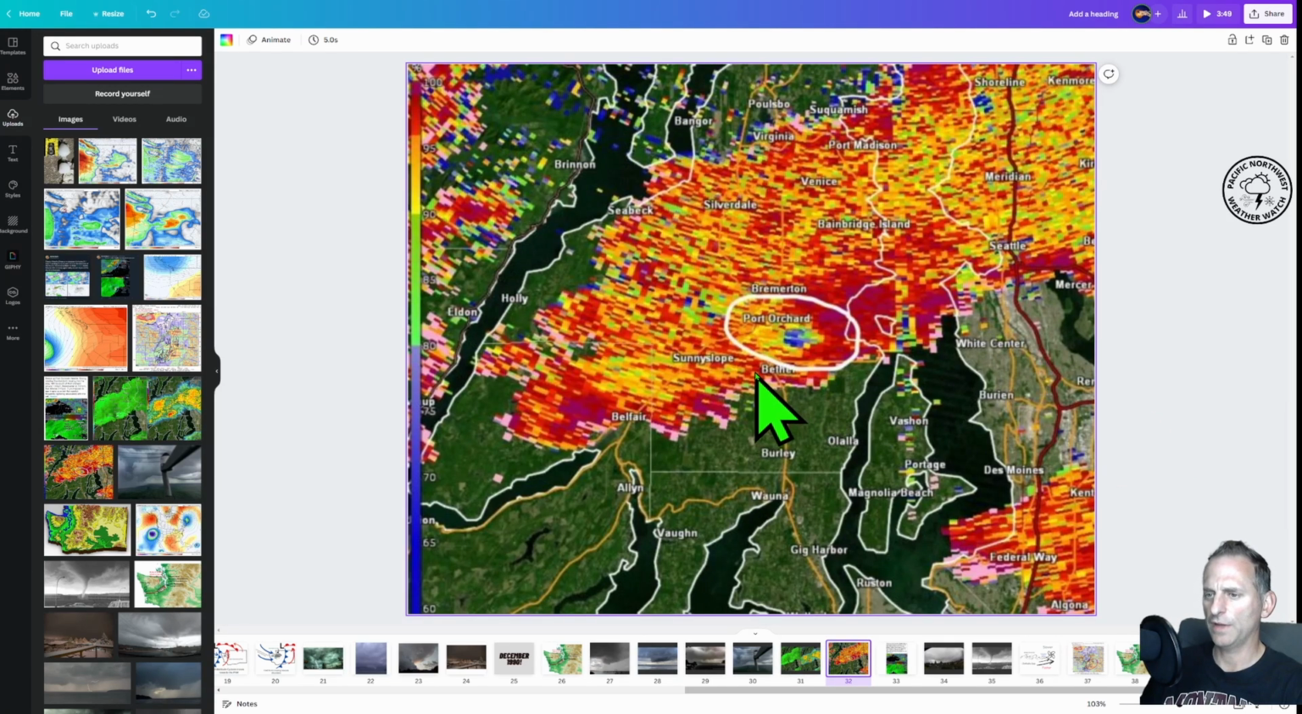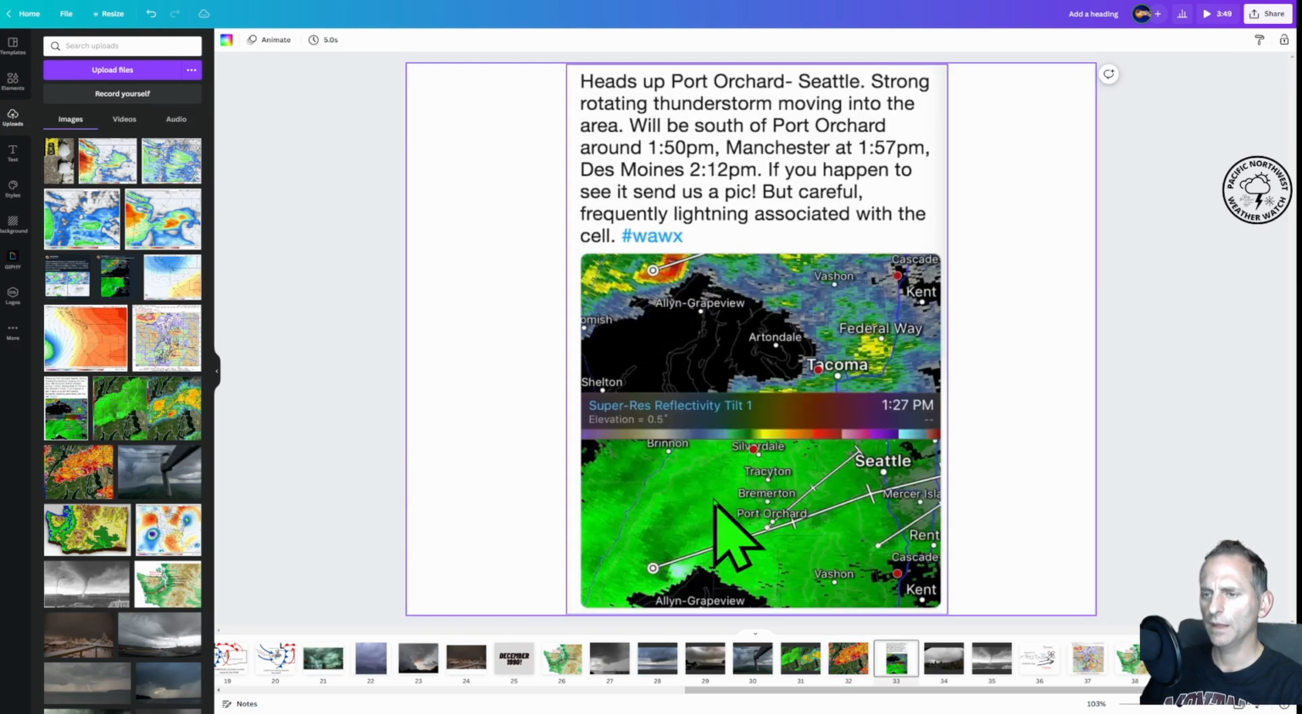Taking a look here, this was actually the Port Orchard tornado, and this actually shows debris being lifted into the atmosphere as far as 10,000 feet. So you guys might remember that back in December 2018, Port Orchard, that EF2 tornado, that is a strong tornado, did quite a bit of damage to some homes out there, moved right past the Walmart there in Port Orchard.